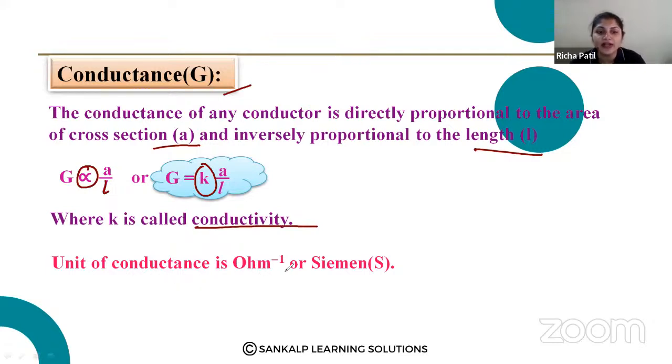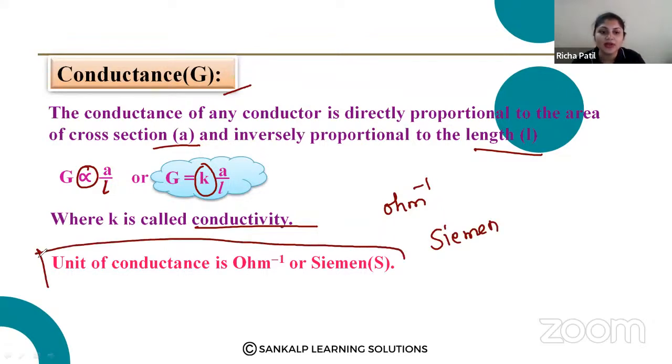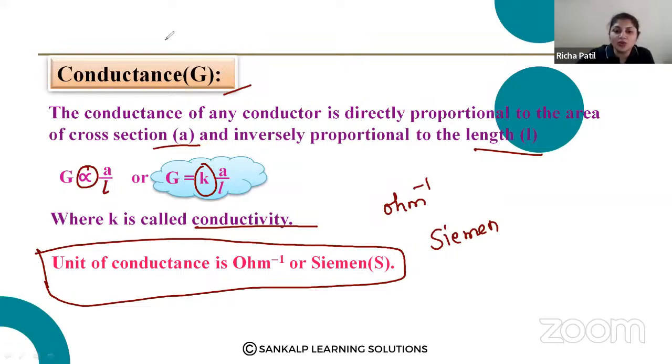What is the unit of conductance? It is per ohm, or it is represented as Siemens. Remember the units; units are important. Resistance is inversely proportional to conductance, so the unit of conductance is per ohm, or it is represented by Siemens.